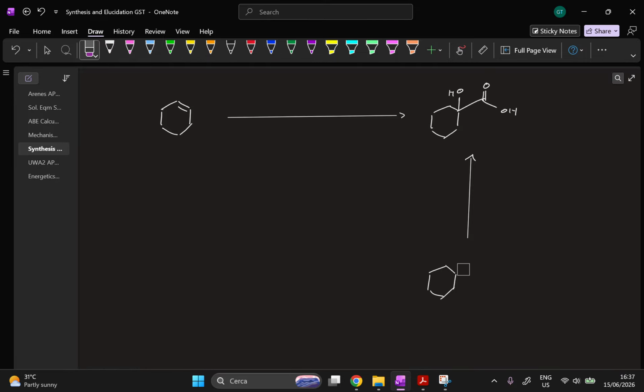OH here, and CN. So in order for a CN to go to a CO2H, this has to be an acidic hydrolysis, right? So what are my R and C's for acidic hydrolysis? Dilute H2SO4. Don't need to write the AQ. Heat. Okay? And then of course we are familiar with this.